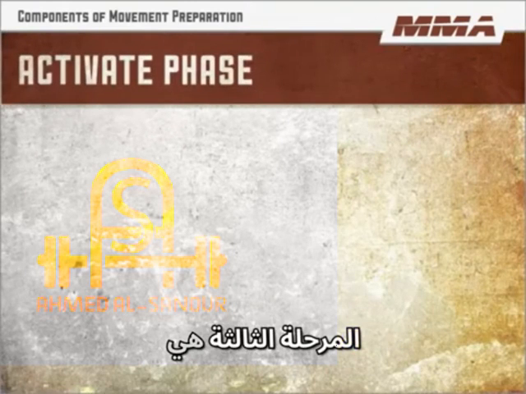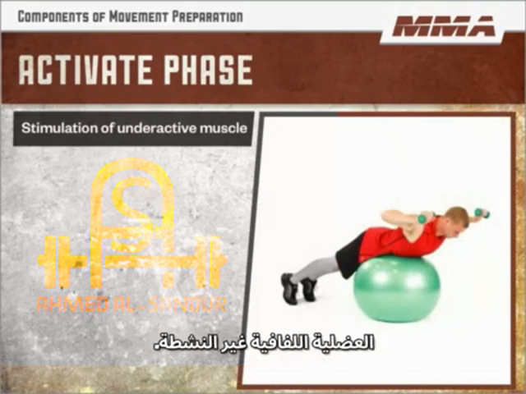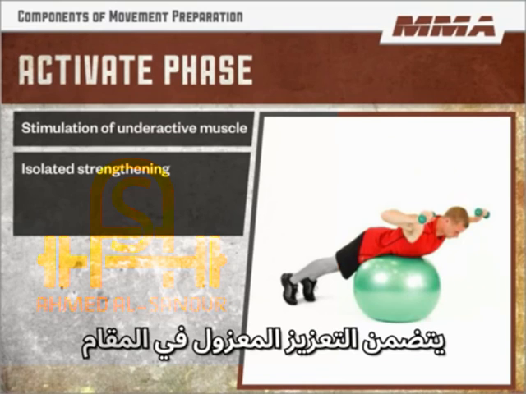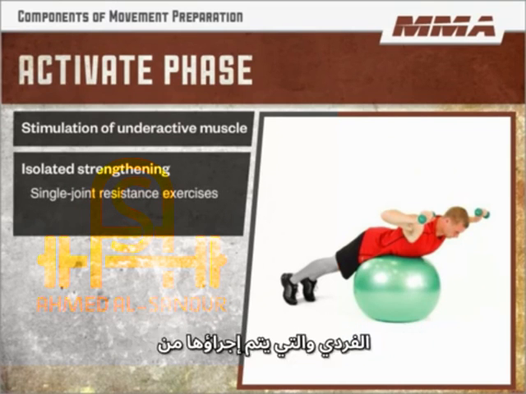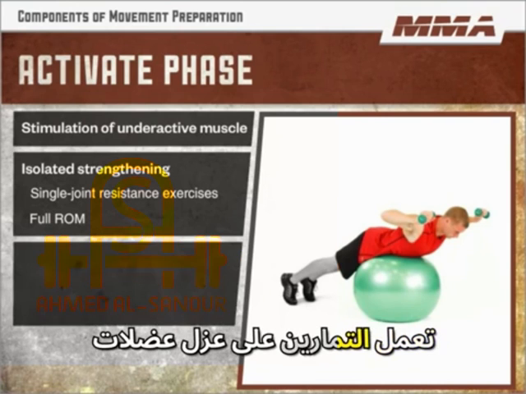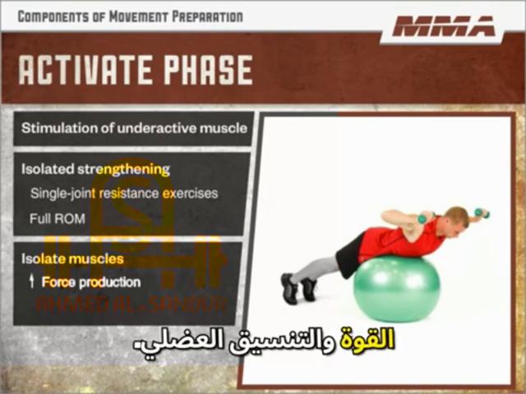The third phase is the activate phase. Activation refers to the stimulation of underactive myofascial tissue. Isolated strengthening includes primarily single joint resistance exercises performed through a full range of motion. The exercises isolate particular muscles to increase force production capabilities and intramuscular coordination.